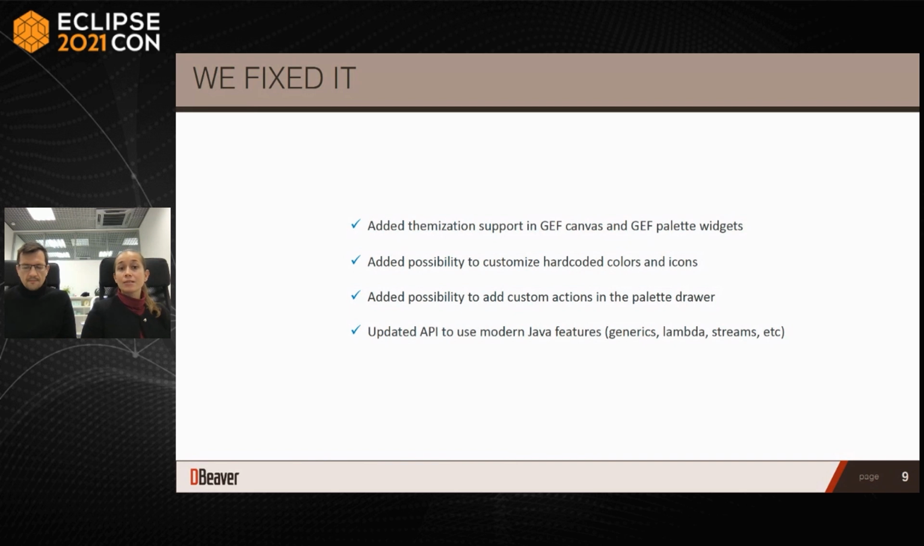Another thing that we added was a possibility to customize hard-coded colors and icons. If you develop your own tool, your own application, it can be really important to replace existing icons with yours, especially if we're talking about a legacy library that was released 10 years or so ago, and the icons are not really modern. The next thing is a possibility to add custom actions in the palette drawer. And the last but not least, the thing that can be not so visible for the end users, but really helpful and useful for the developers. We updated the API to use modern Java features like generics, lambdas, streams, and others.